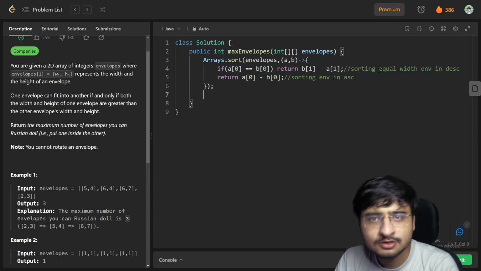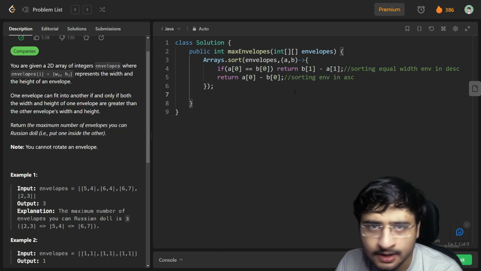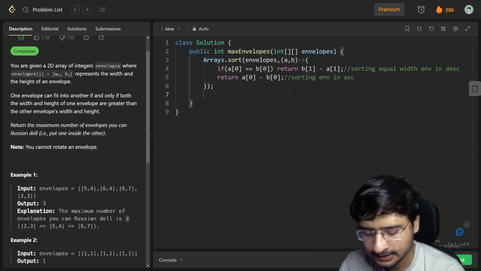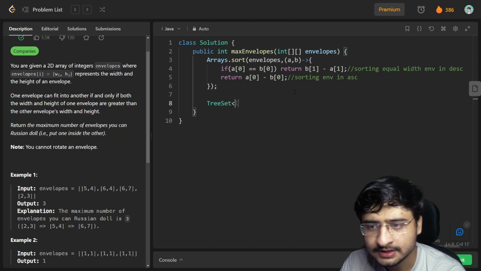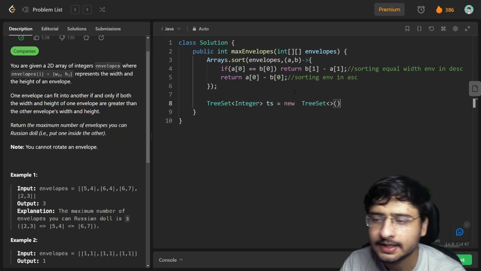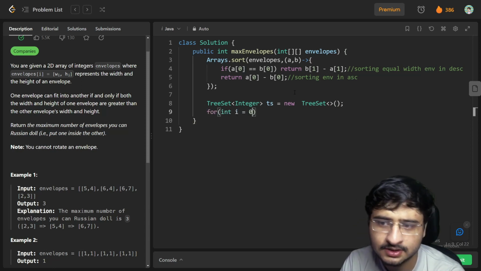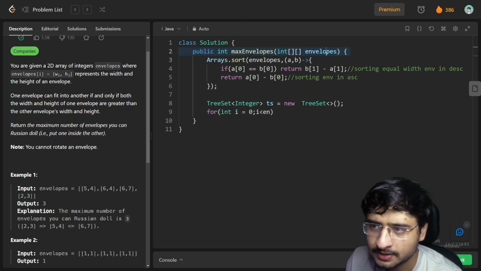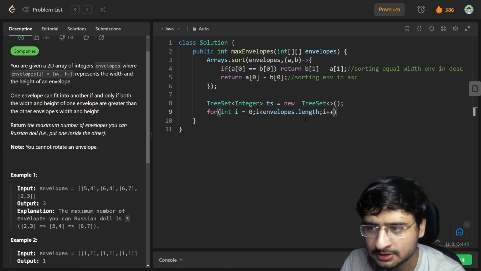Let us write the LIS code and complete this problem itself. To write the LIS code, I'll be using the n log n approach we discussed in the optimized LIS solution video. So I'll of course take a TreeSet of integer, ts is equal to new TreeSet. Next I'll form a loop, int i is equal to 0, i less than envelopes.length, and i plus plus.